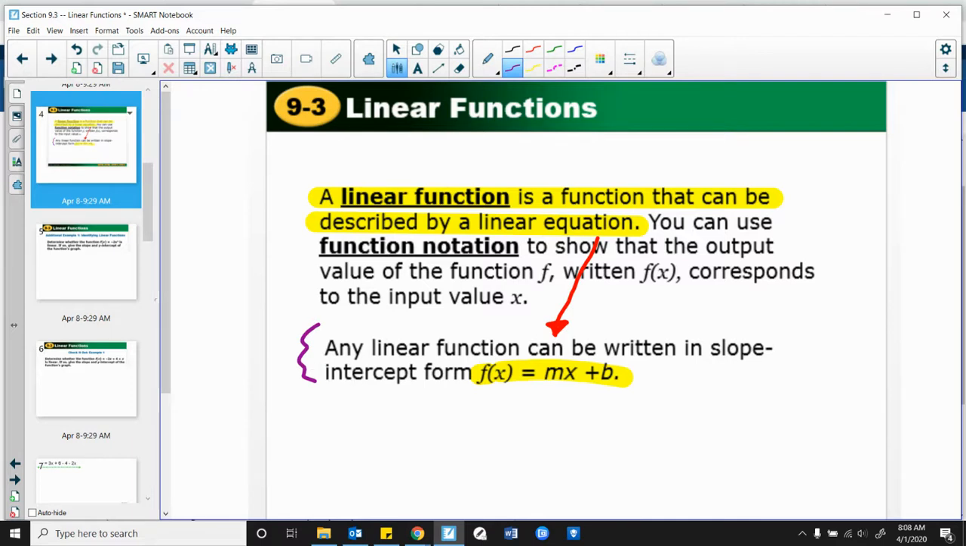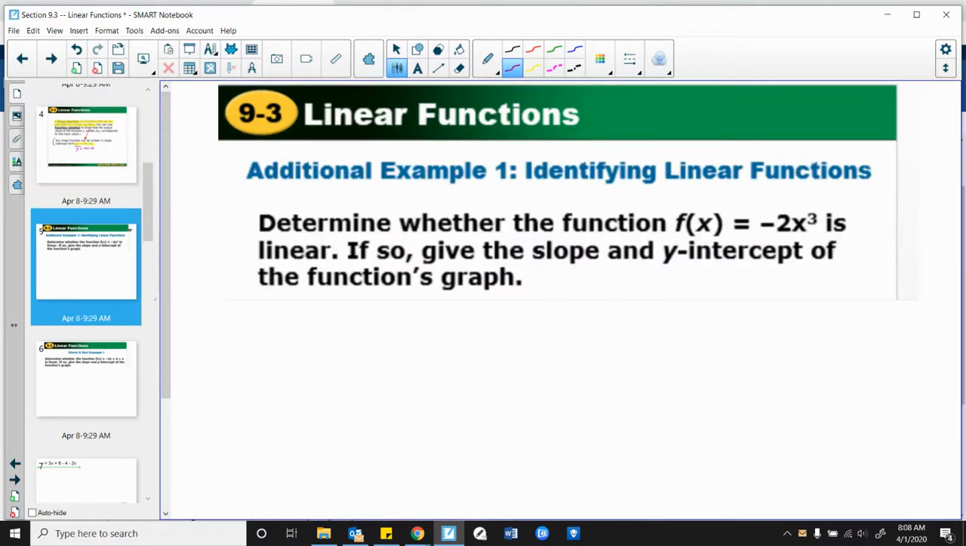F of x, remember, is just a fancy way to say y. Don't let that f of x scare you. It's just y equals mx plus b. Our goal is going to be to take these equations and put them into y equals mx plus b. If we can put them into y equals mx plus b, then we know they're going to be linear. So let's look at an example first.